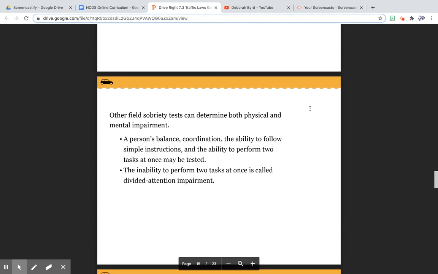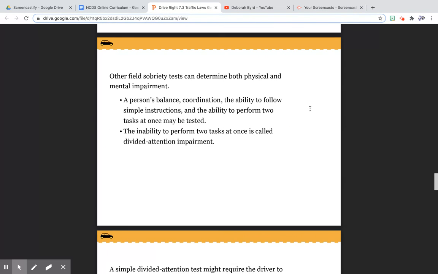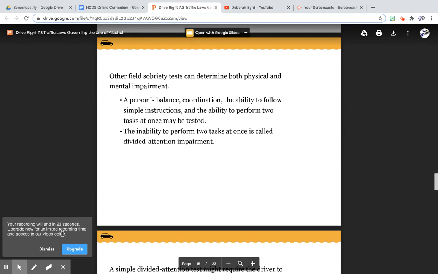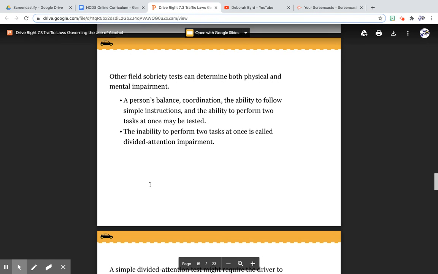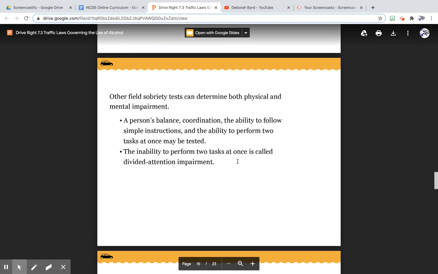Other field sobriety tests can determine both physical and mental impairment. A person's balance, coordination, the ability to follow simple instructions, and the ability to perform two tasks at once may be tested. The inability to perform two tasks at once is called divided attention impairment.